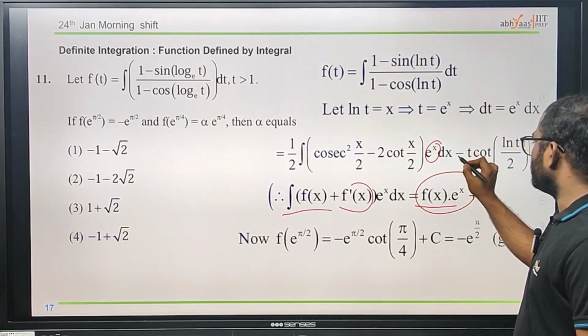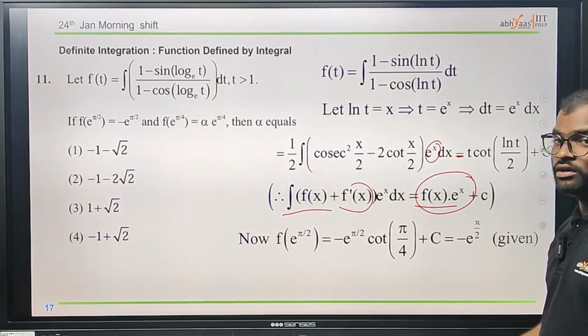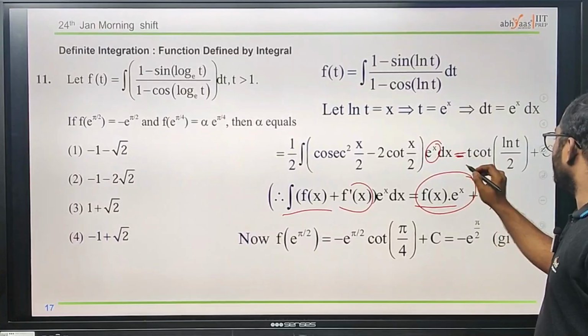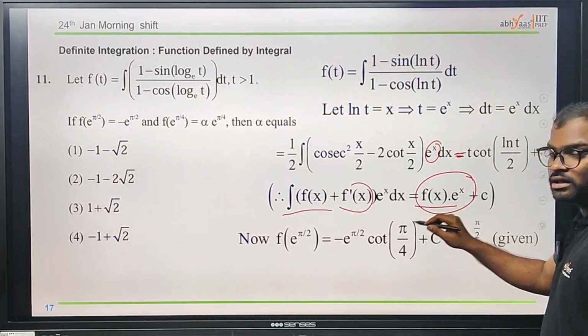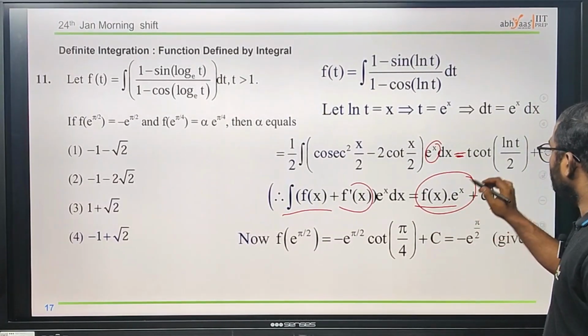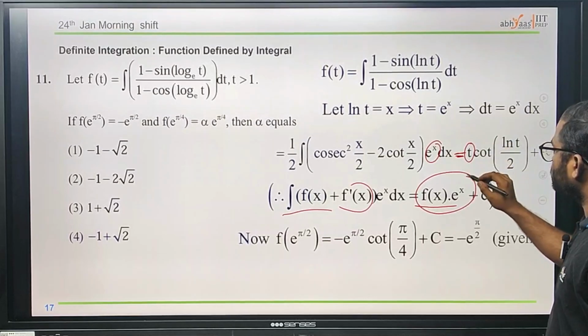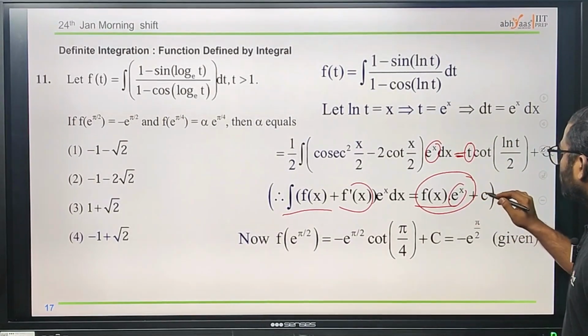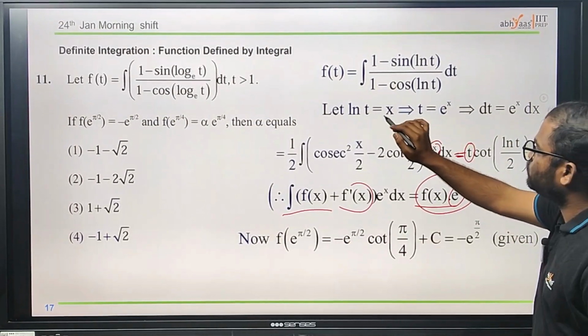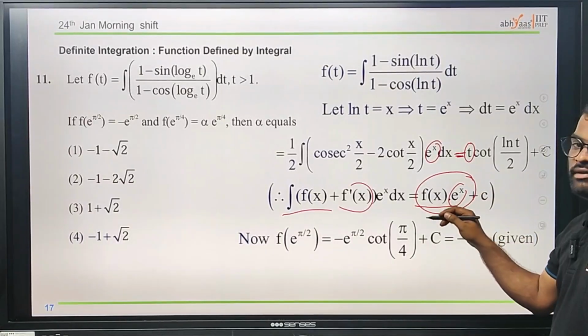Here we have an equal symbol. Sorry for that, I didn't see that one. That's how we got f of x times e power x. In place of e power x we just wrote the t value. If in place of x you put log t, that log and e will be cancelled out.